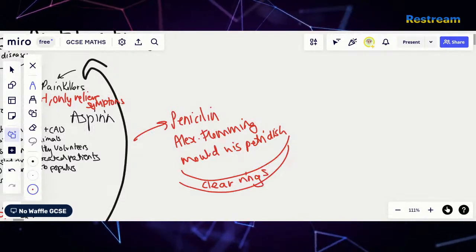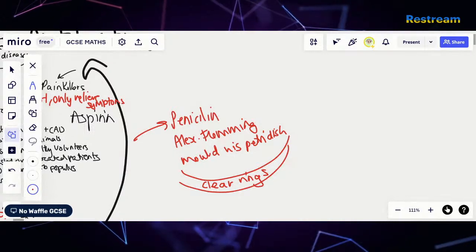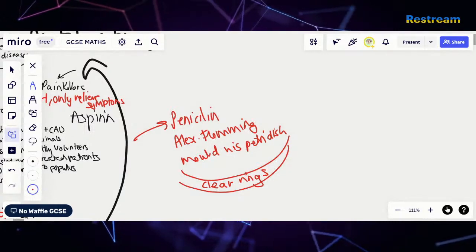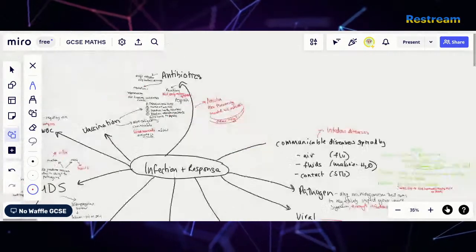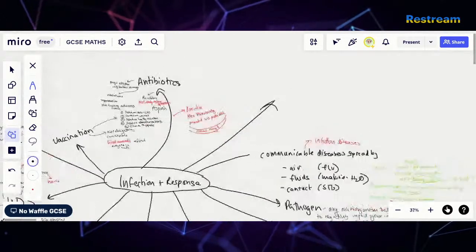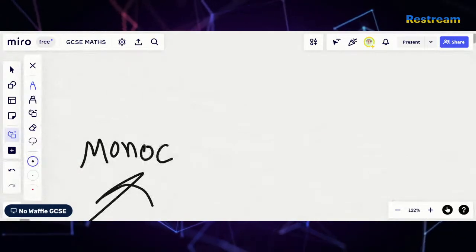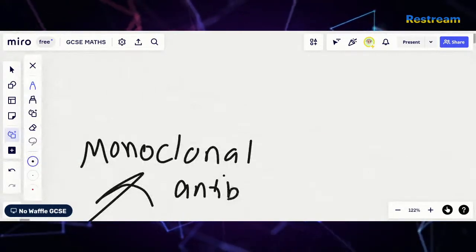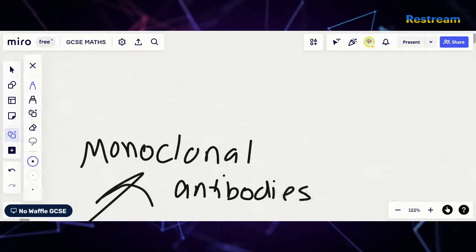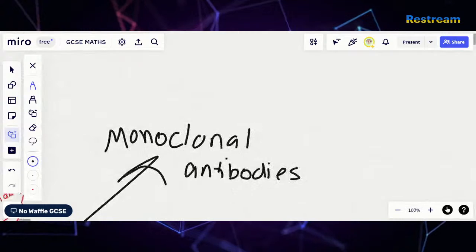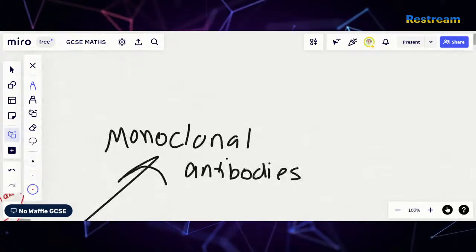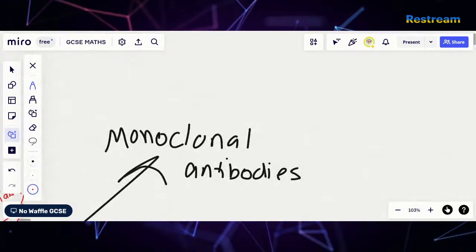Then we talk about preclinical testing and testing, and then monoclonal antibodies. So monoclonal antibodies is a big topic in here as well. Monoclonal antibodies are just identical antibodies that have been produced from the same immune cell.